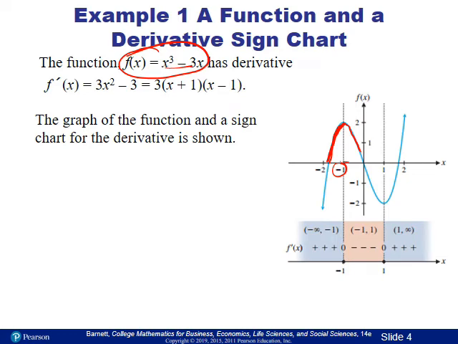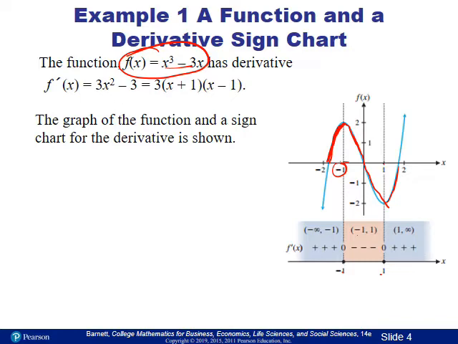So you can see that from minus 1 to 1, the function is decreasing, so the derivative is negative from minus 1 to 1. Afterwards again the function is increasing, so our derivative is positive.